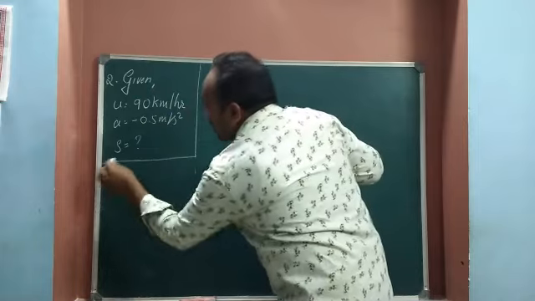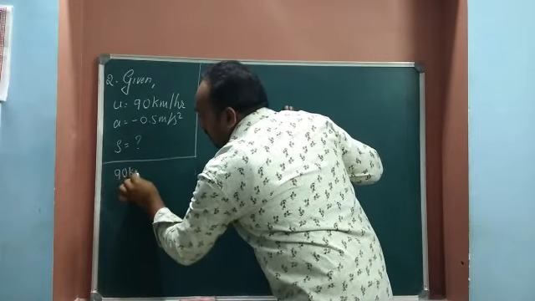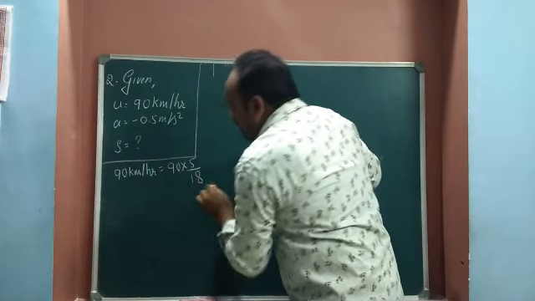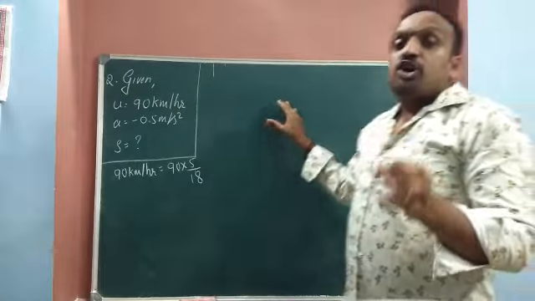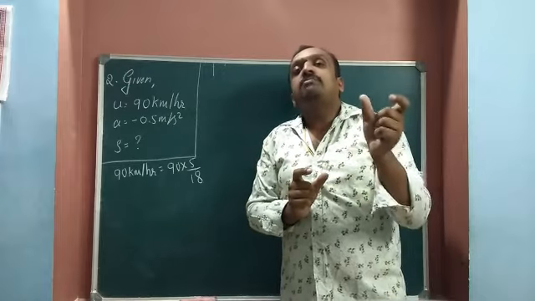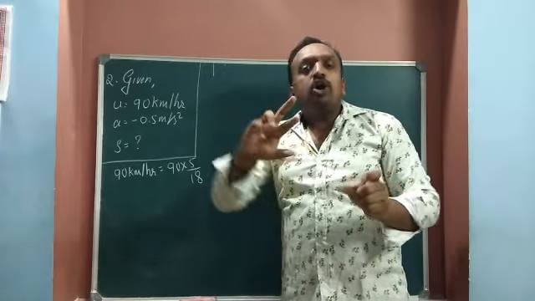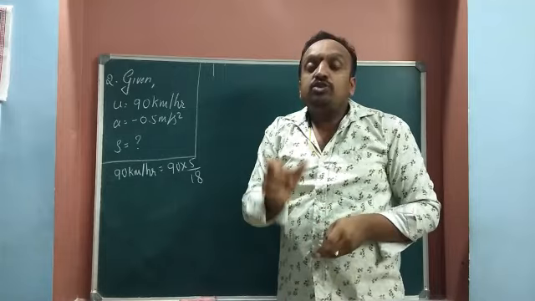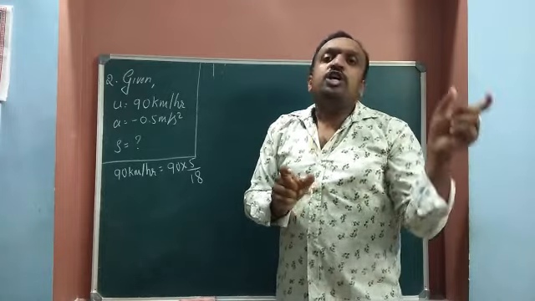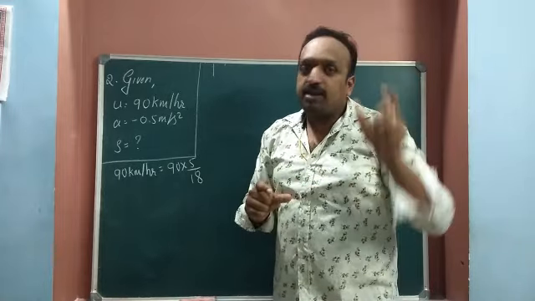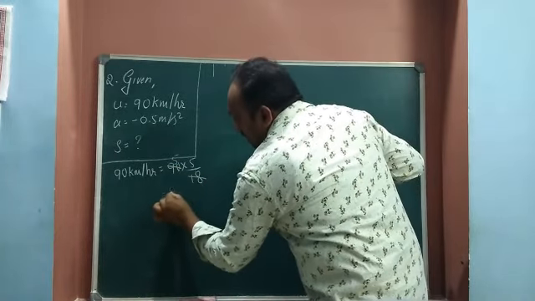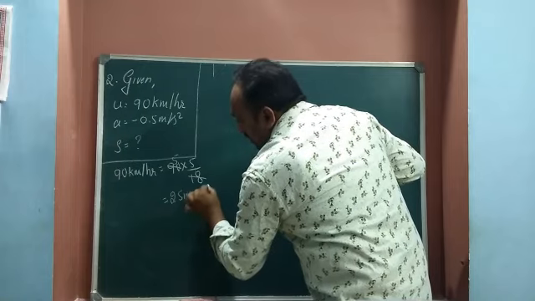How? It is very easy. So 90 kilometer per hour will be equal to 90 into 5 by 18. This 5 by 18 is standard. If you are converting kilometer per hour to meter per second, you need to multiply it by 5 by 18, or the reverse of it. If you want to represent meter per second in terms of kilometer per hour, you need to multiply it by 18 by 5. That's all. So see here, 18 5s are 90, it is 25 meter per second.